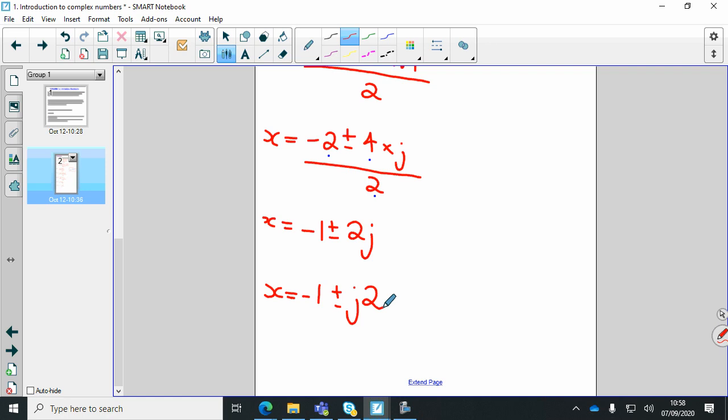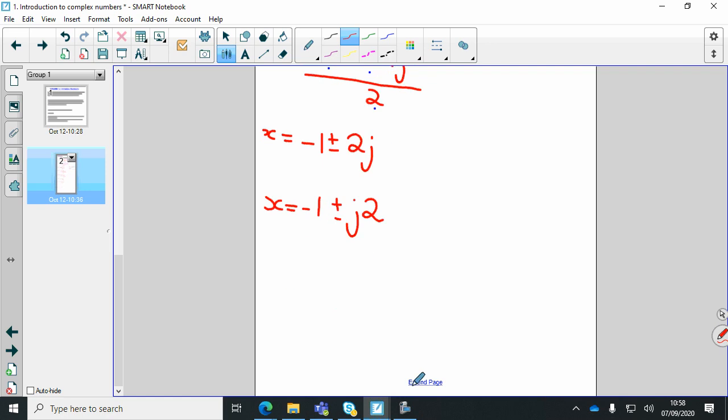In addition to this, we need to be able to label a couple of these parts for the next part of the task. This part here, without the complex number, the -1, is called the real part. Whereas this bit here, the 2, is called the imaginary part.